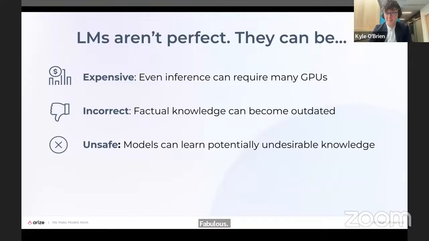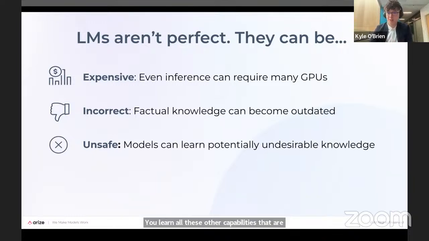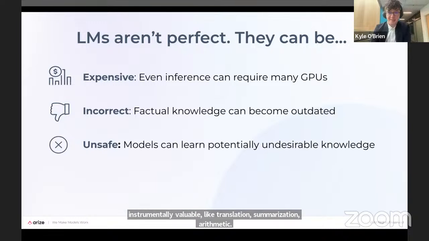Sounds good. So language models are really fantastic. I know that's not quite what the title of my slide says, but I think just to give credit where it's due, the advancement of capabilities velocity is really remarkable. I've had professors only a few years ago telling me that with deep learning, maybe you can get strong capabilities in one domain, but you can't have a model that's good at multiple tasks. However, that turns out not to be the case. If you can just scale and get really good at predicting the next token, you learn all these other capabilities that are instrumentally valuable, like translation, summarization, arithmetic, poetry, and so on.